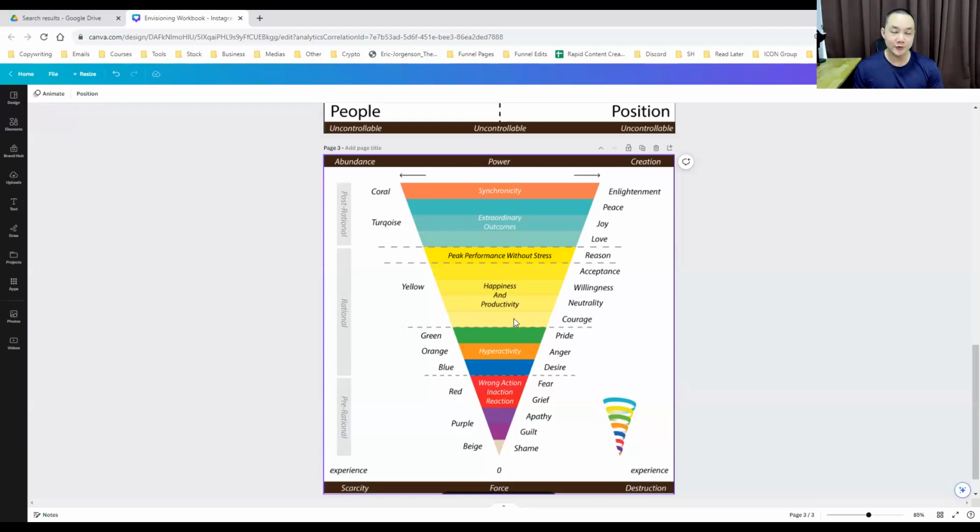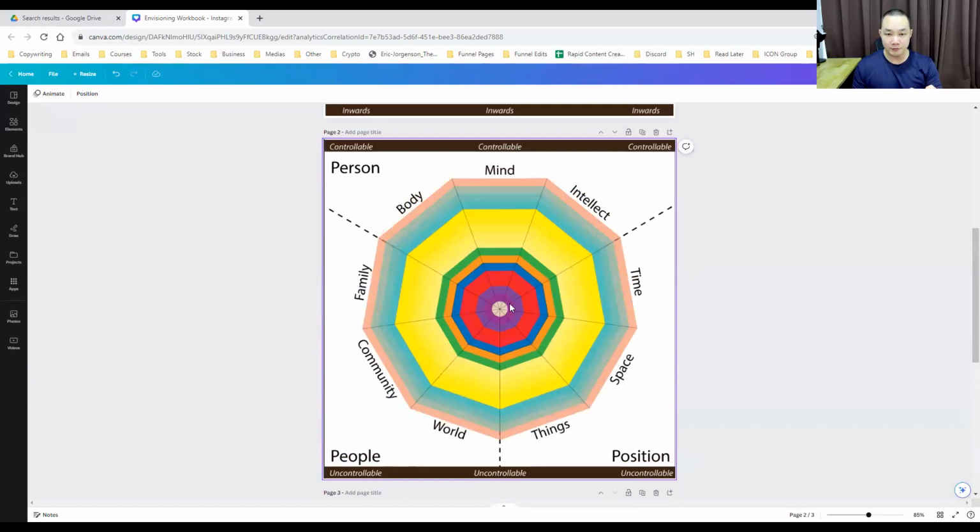So they slowly let go of logic, and the more of this logic that they let go, the more they flow. So they enter into the realm of courage, neutrality, willingness, acceptance, reason, and then it comes to a point where they go into love, joy, peace, and enlightenment. So that will be post-rational. They are pure intuition, and they are able to see. That is when people say your third eye is open. So this is the top view, you can see the colors. All right. So I have basically extrapolated that across the areas of life.